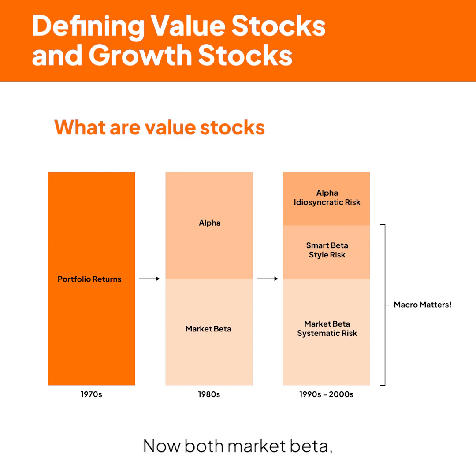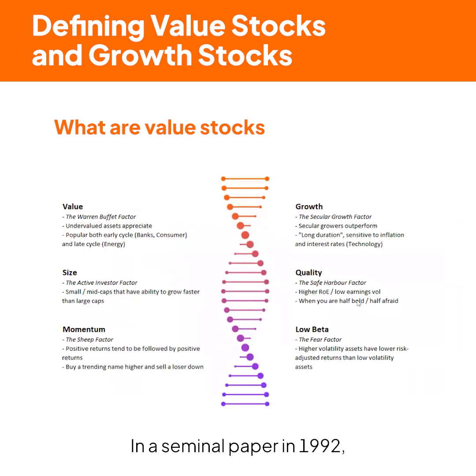Now, both market beta, i.e. passive market returns, and style risk premia, we would argue, are both heavily influenced by macro forces. In a seminal paper in 1992, Fama and French showed that two factors, size and value, can pretty much explain cross-sectional market returns, namely that smaller companies outperform larger ones and undervalued companies outperform overvalued ones.